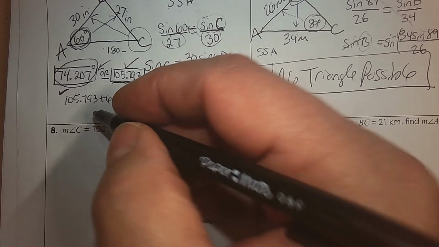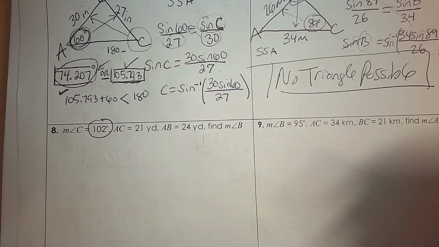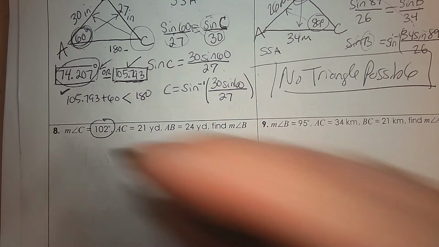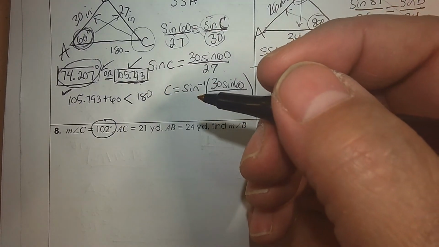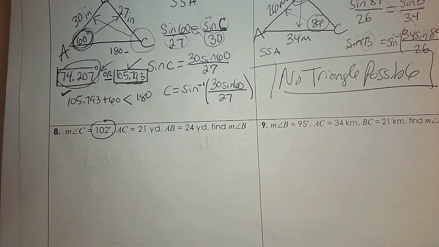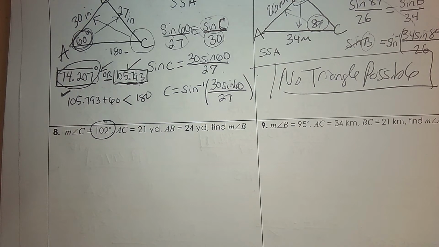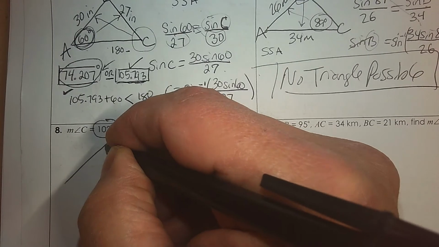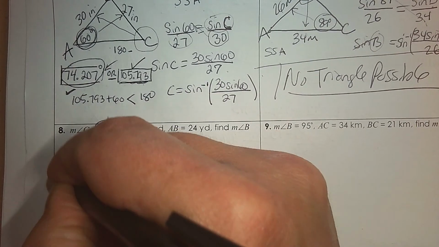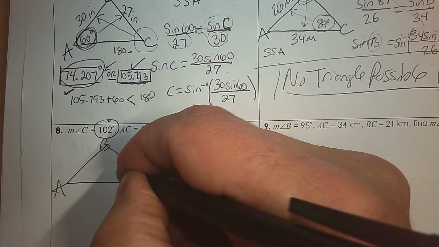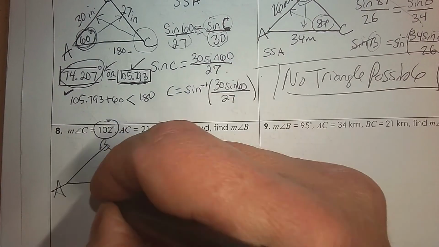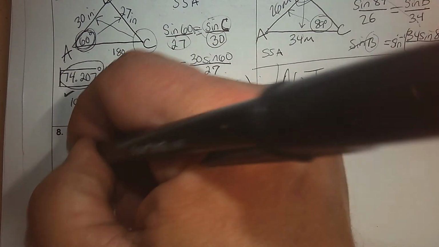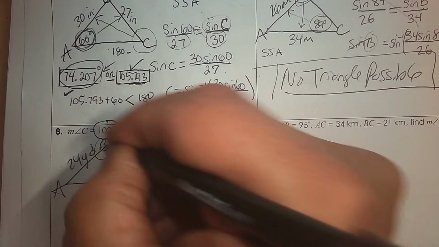Now notice, angle C is what type of angle? But I'm not worried about that. The reason I'm drawing a triangle and labeling it is just to structure the formula, right? So it's okay if it's not as accurate as you want. So ABC, angle C is 102, A to C is 21, A to B is 24, and I'm looking for angle B. So we can label it.